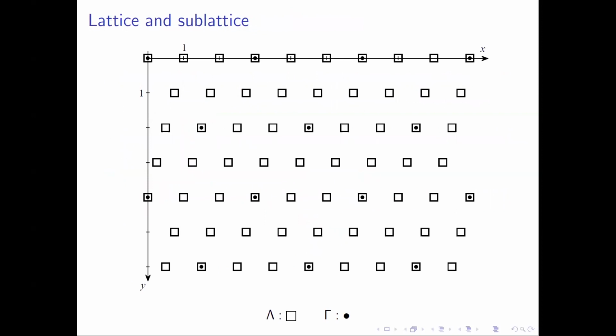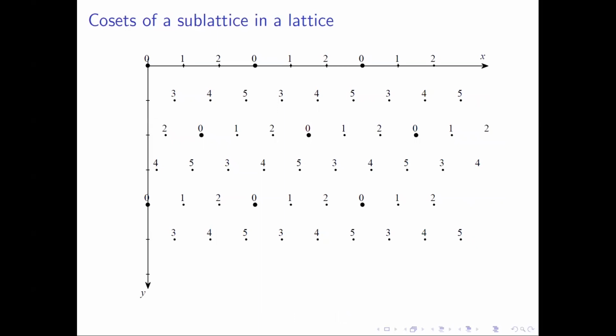This figure illustrates a lattice, lambda, whose points are indicated with squares, with a sublattice gamma, whose points are indicated with bullets. There are 6 samples of lambda associated with each sample of gamma. This figure shows the 6 cosets of the sublattice gamma in the lattice lambda for the example we've been looking at. The 6 cosets are numbered 0 to 5. This numbering is arbitrary, and different numberings are used in different circumstances, as is convenient.